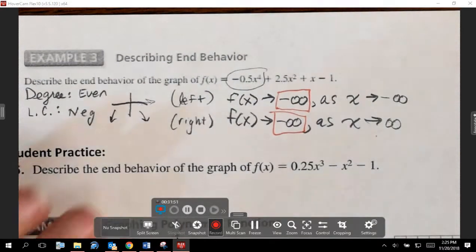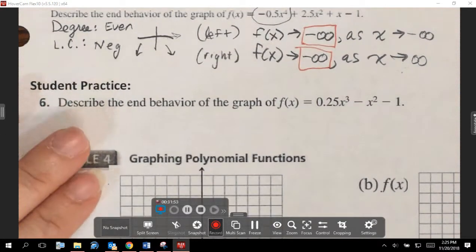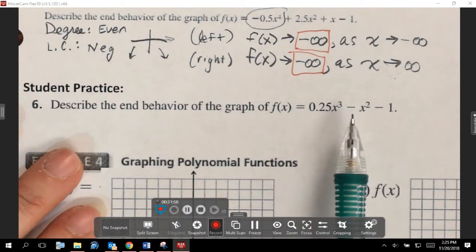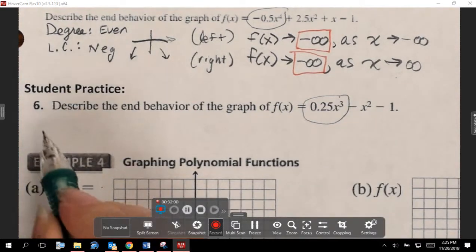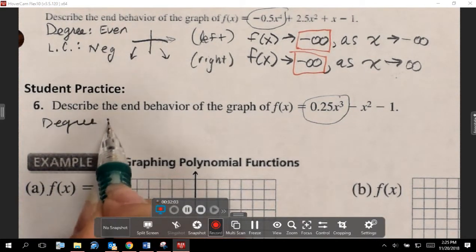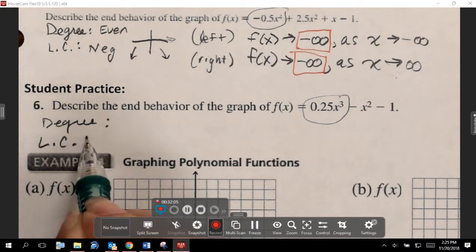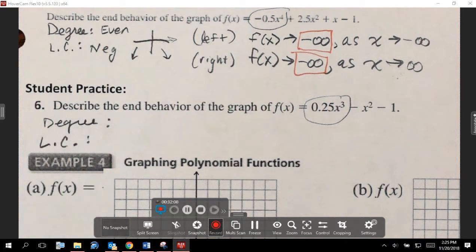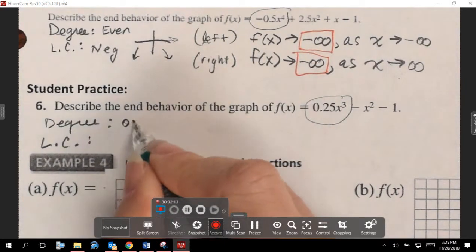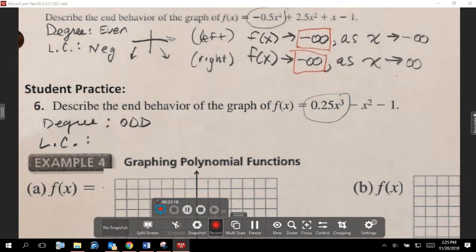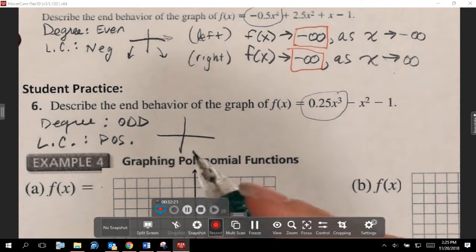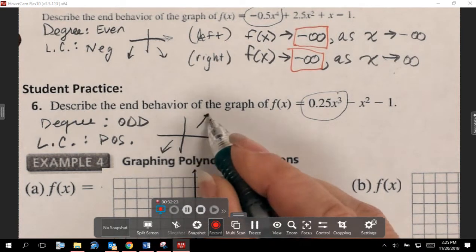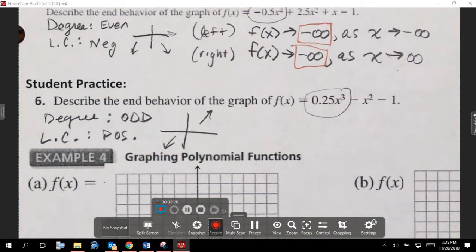So let's look at number 6. Describe the end behavior. Is this in standard form before we start? Okay, so then we're looking at this term. We need the degree, and we need the leading coefficient. But we don't actually care about the numbers. We just need to know even or odd, positive or negative. Degree, even or odd? Odd. Leading coefficient, positive or negative? Sketch a graph. Odd, positive. They go different directions, and they go uphill from left to right the way we read.